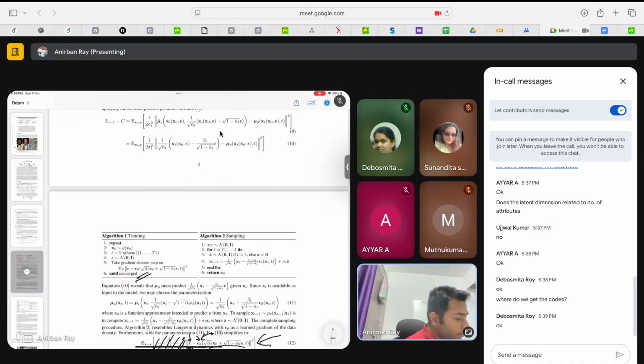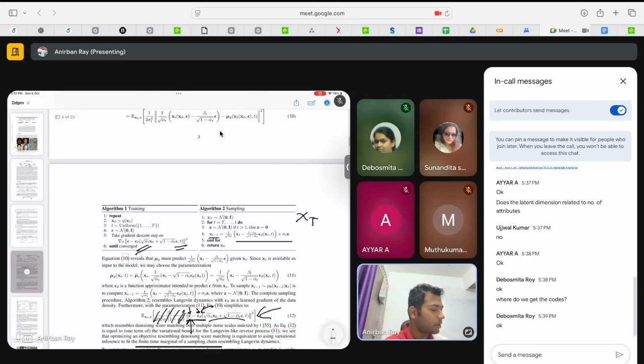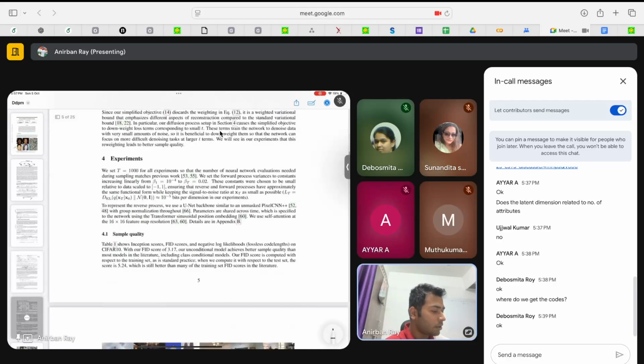You need this as the loss function, and then the sampling step. During inference, as you can see, we start from xt, the totally noised one, and then you get xt minus 1, xt minus 2, and so on until x0. That's how this paper is done. It's a very important paper.